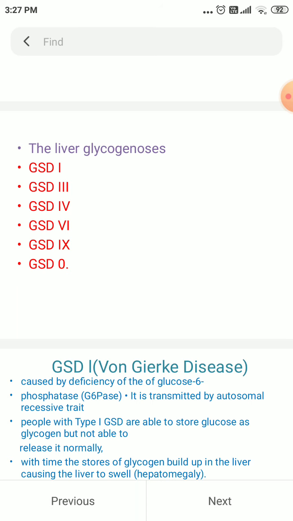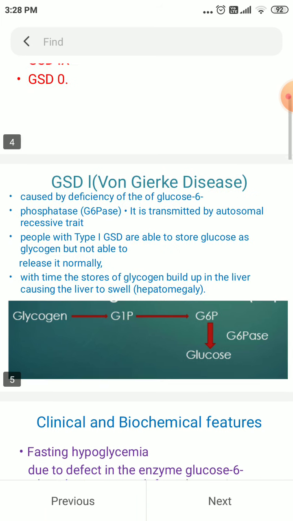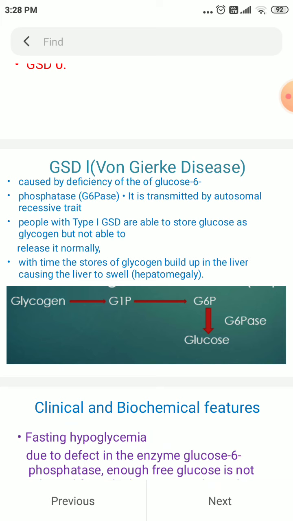Von Gierke's disease is mainly caused by the deficiency of the enzyme glucose 6-phosphatase, a very important enzyme, and it is transmitted as an autosomal recessive trait. People with glycogen storage disease 1 are able to store glucose as glycogen, but they cannot release this glycogen normally.